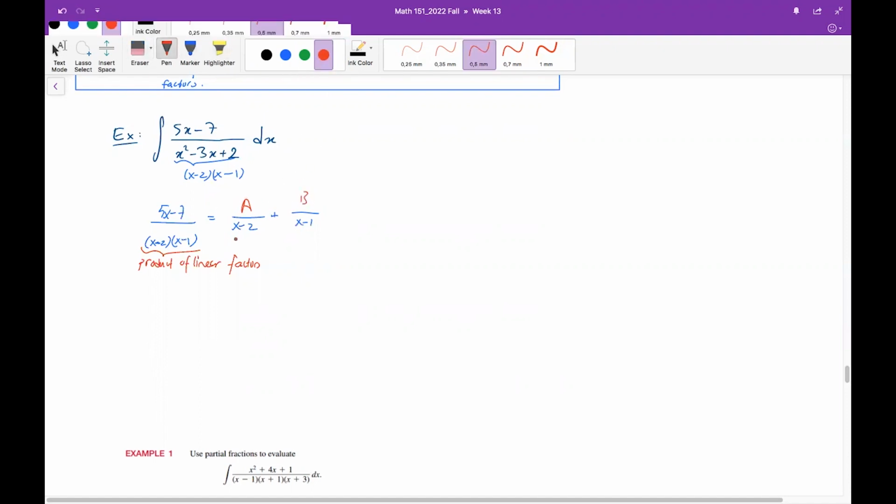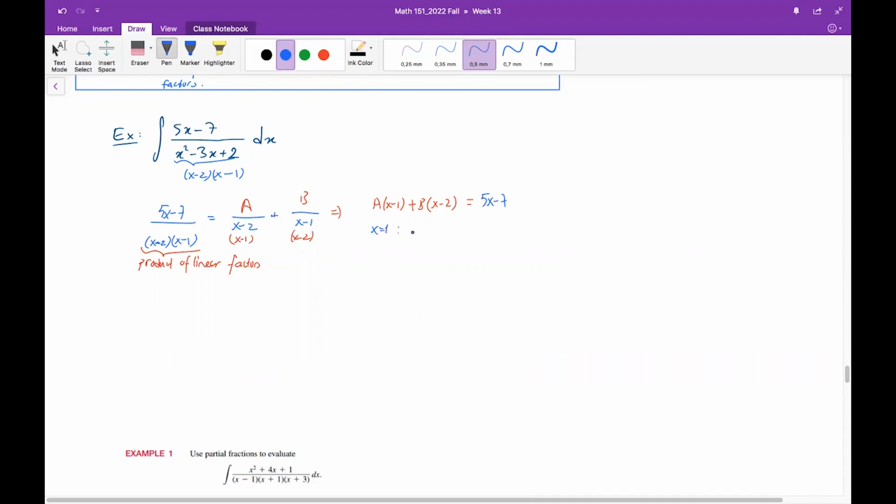If we expand the right-hand side, I need to multiply the first term by x minus 2 and the second term by x minus 1, then what do I obtain? I get a times x minus 1 plus b times x minus 2. This should be the same as the numerator on the left-hand side. And then you can insert the roots of these linear factors to solve for a and b, of course.